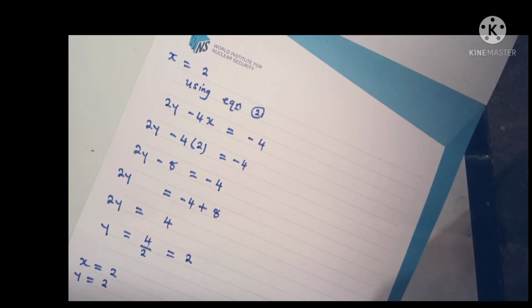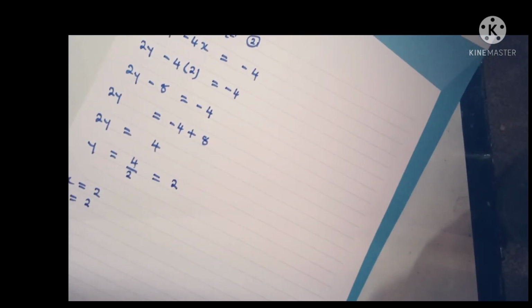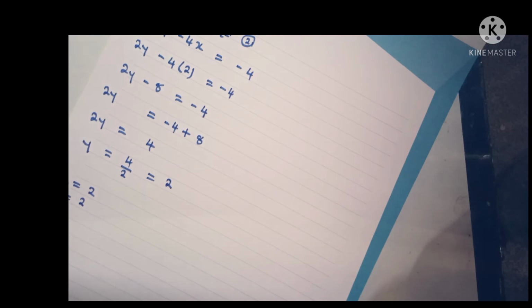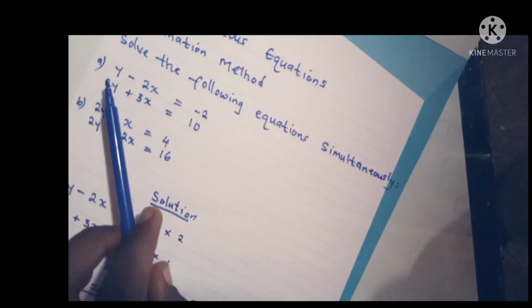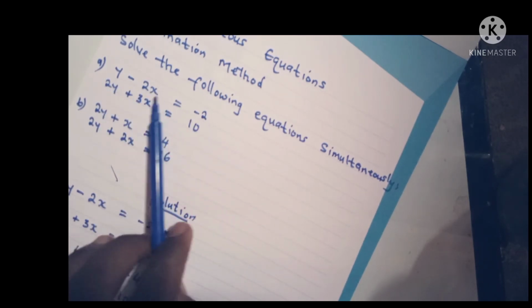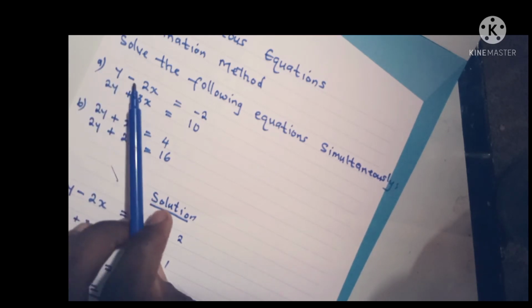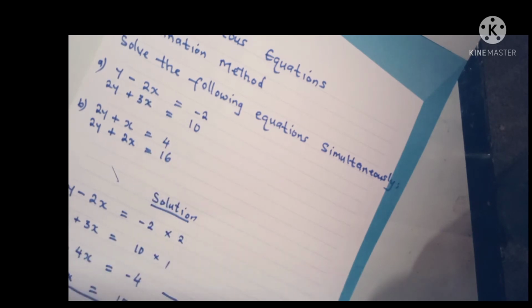Normally you can check the answer by plugging the values of these two unknowns into the original equations you have. Now the original equation we have here, remember, is what? y minus 2x equals minus 2. So we can use any of the equations here. In this case we are going to take this first equation because it's going to be simpler actually. y minus 2x equals minus 2.